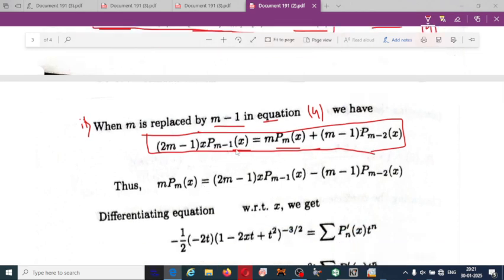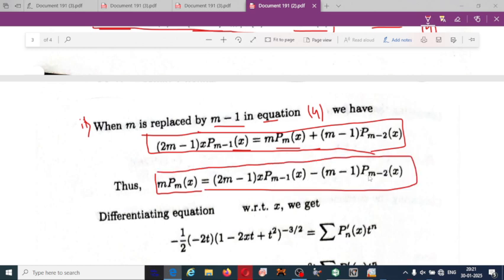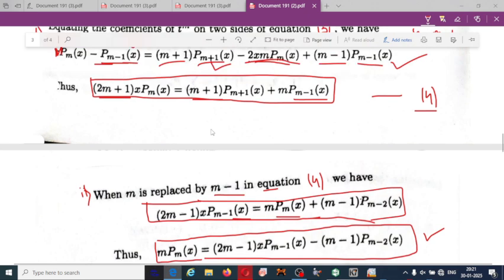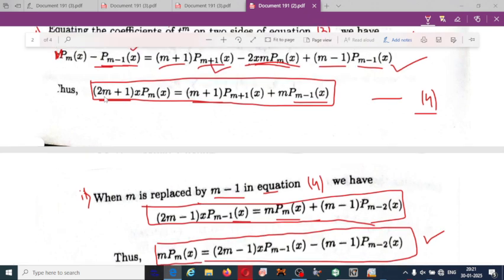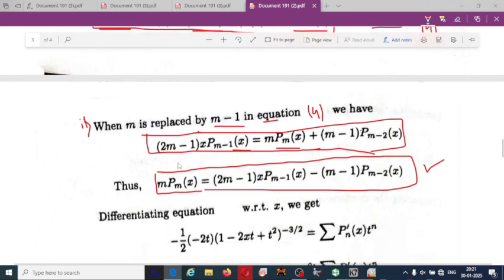If you equate the LHS and RHS sides, you can write the equation like this: m into Pm of x equals (2m-1) into x P(m-1) of x minus (m-1) P(m-2) of x. This is the second recurrence relation. The only thing is you should replace m by m minus 1 in the above equation. Here, whatever m is there, use m minus 1. Okay, next.